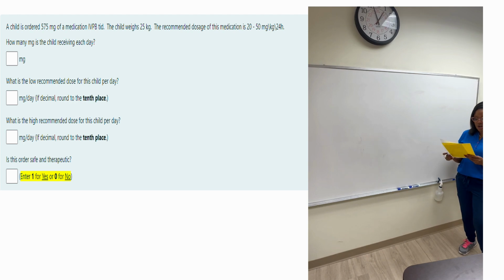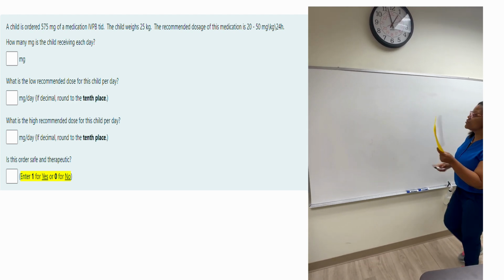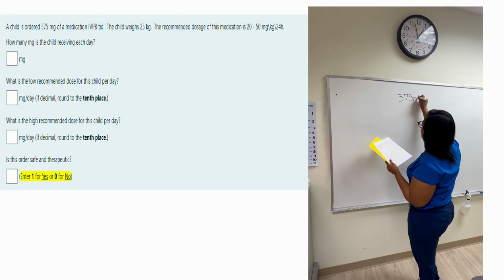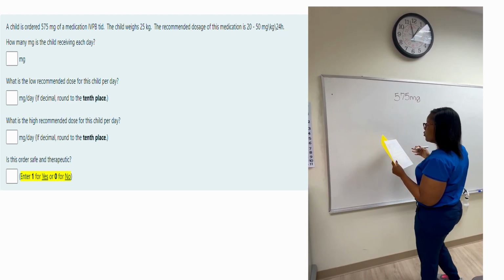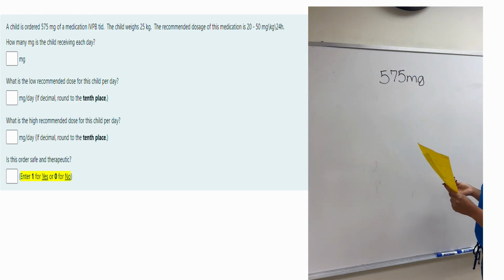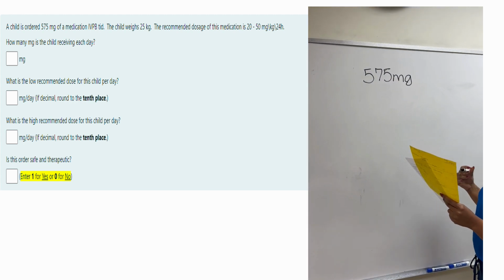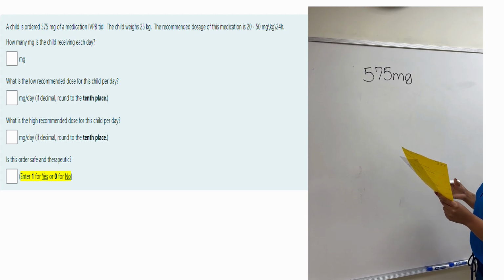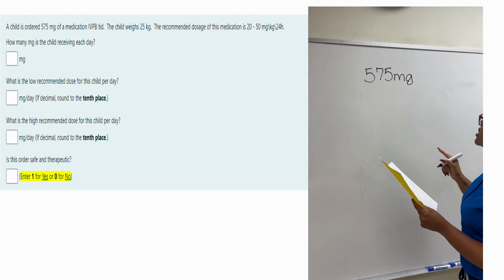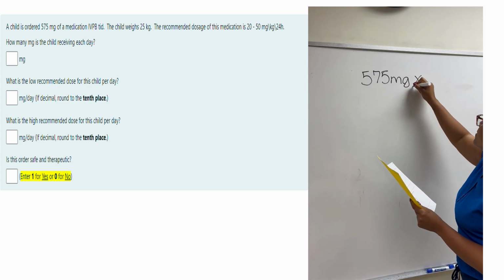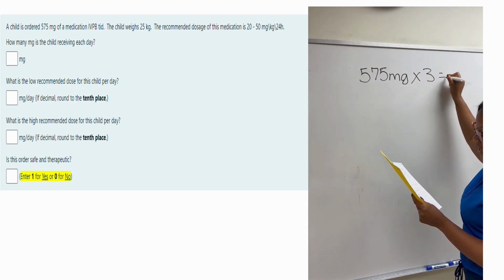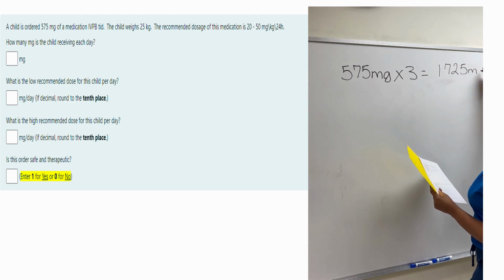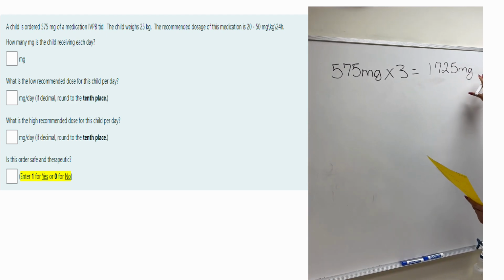First we're going to start off with what is ordered. What is ordered is 575 mgs. All right, we need to know how often it is ordered. It's ordered TID. TID means every 8 hours, so that's 3 times a day. All we got to do is take our order and multiply it by 3 times a day, and you're going to get 1,725 mgs. So this is what the child is currently getting.